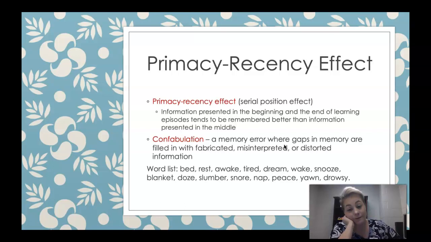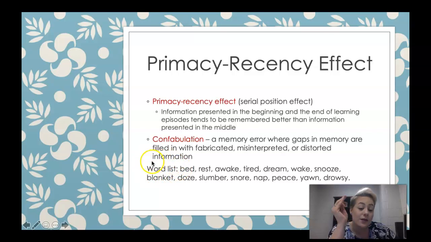Okay. Now, hopefully, you will have remembered what words did we have? So, look at your list. Did you have the word bed? If your answer is yes, good. You're showing primacy effect. Did you have the word drowsy? If so, good. That's showing the recency effect. Did you have the word sleep? If you did, sleep was not on our original list of words. Here's the word list right here.